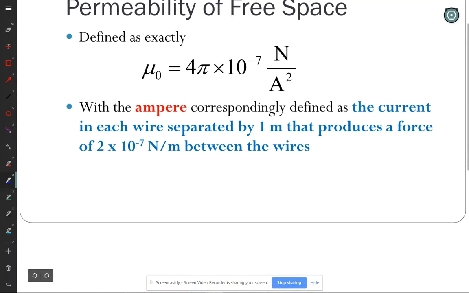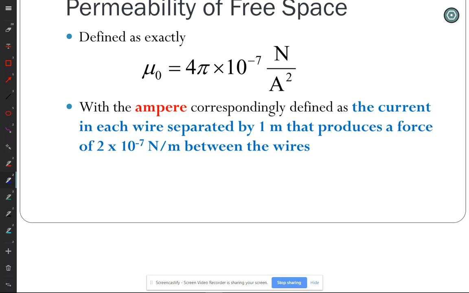All right, so there's the units I couldn't remember. Newtons per ampere squared, apparently. Mu naught is a fundamental constant that's defined as exactly 4 pi times 10 to the minus 7 newtons per ampere squared. It's actually defined that way because of this statement down below. The ampere is the fundamental unit. Remember I told you before, the coulomb is not considered a fundamental unit. It's a derived unit from the ampere.